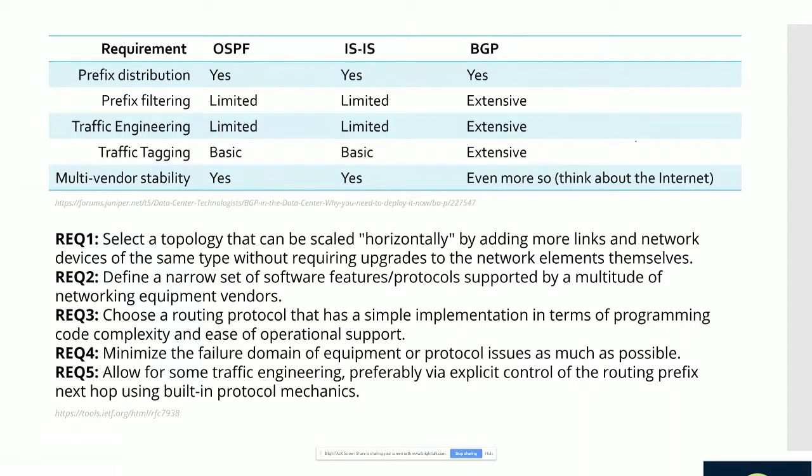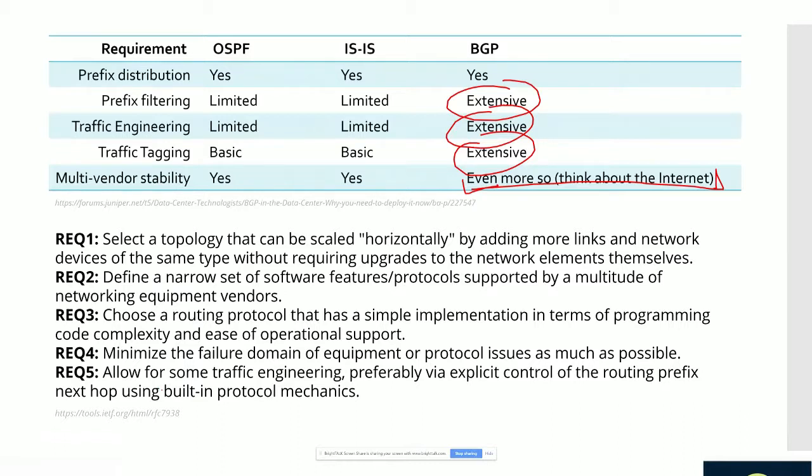So things like prefix distribution is the same. BGP allows you to do a lot of policy around traffic tagging, traffic engineering, prefix filtering, and things like this. There's also a huge claim that BGP, because it runs the internet, actually scales a lot better than other routing protocols might.